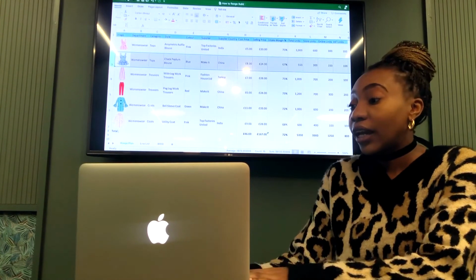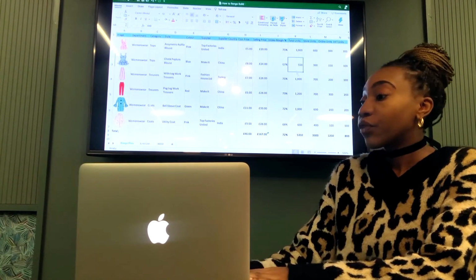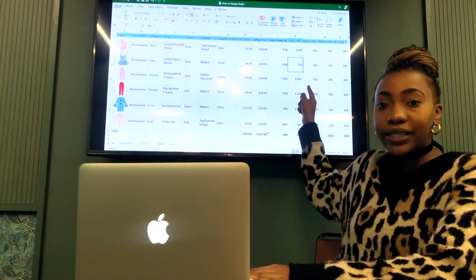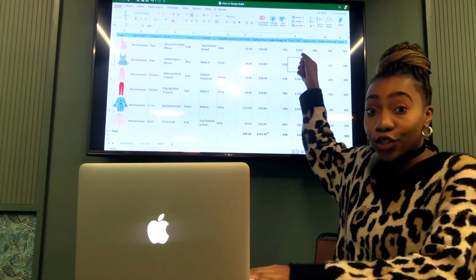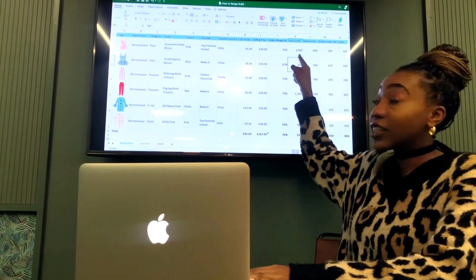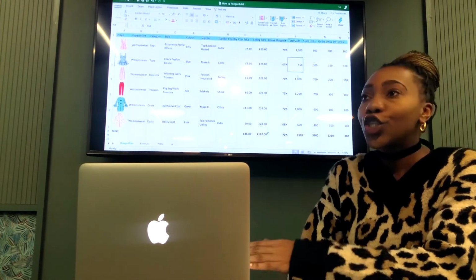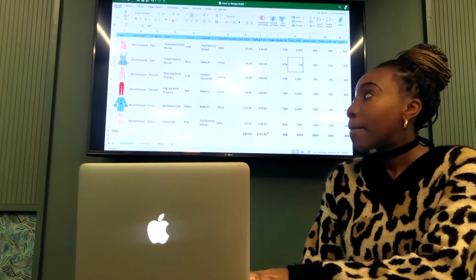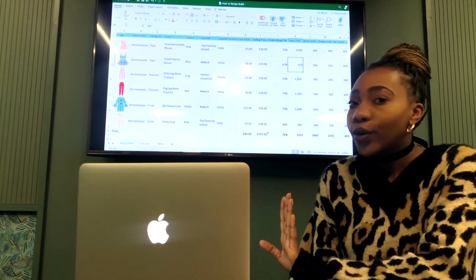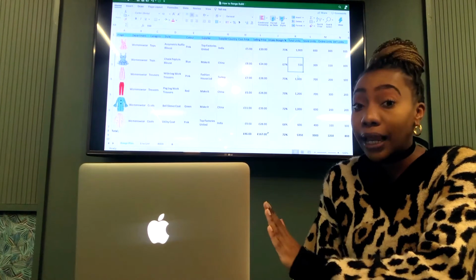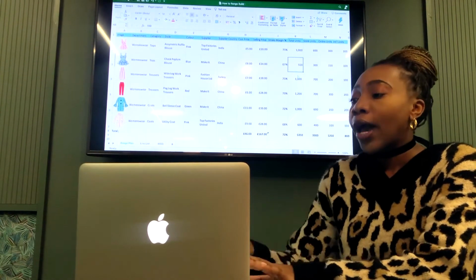So what we've done here is we've only bought 550 units in comparison to the 1,000 units of the pink top, because the pink top is at a 75% intake margin, so we've gone and bought 1,000 of it. But for the blue top, we're only going to buy 500 because the intake margin is tight.